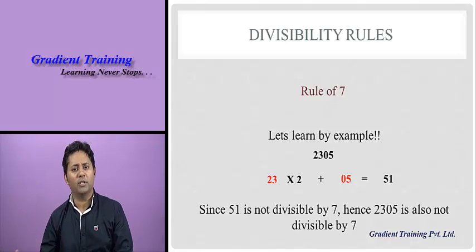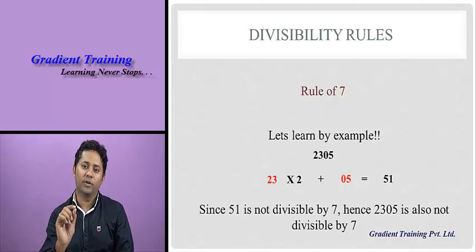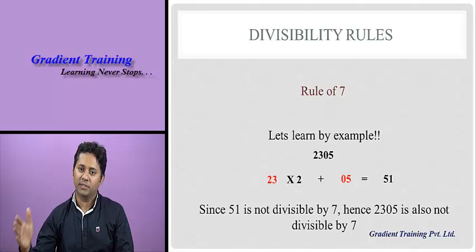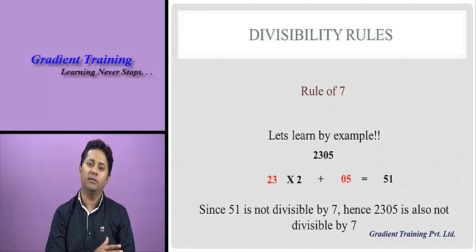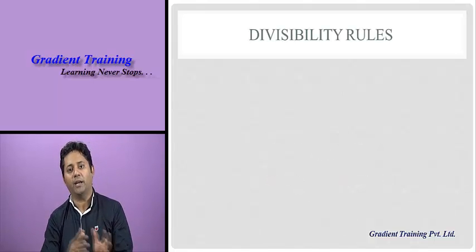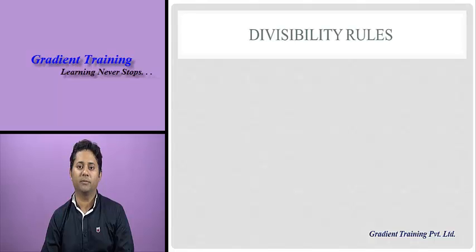No matter how long the number is, though it is advisable to use it for 4-digit, 5-digit numbers at max, you have to divide it into 2 groups. One group will consist of the unit and 10s digits and all remaining digits in the other group. Multiply the other group by 2, add it to the unit and 10s digits and then check the divisibility by 7 by the normal method.